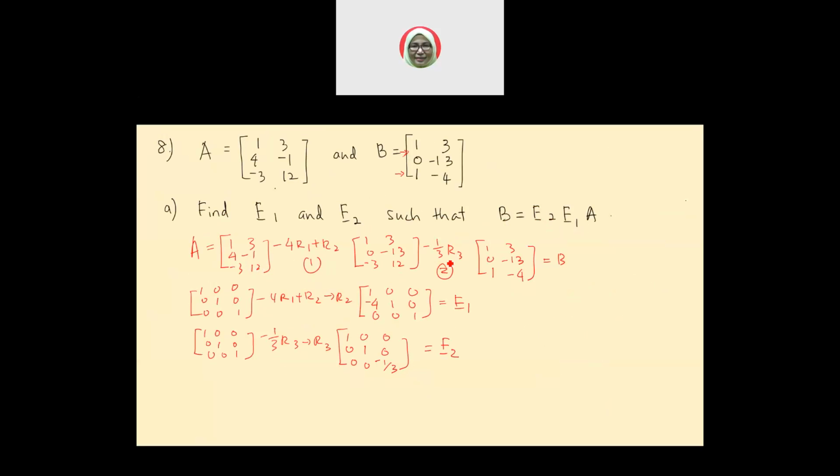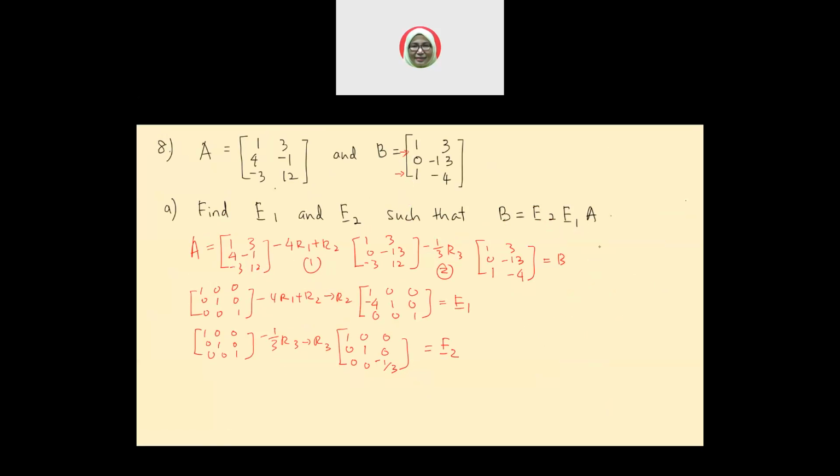Then apply the second arrow, negative 1 over 3 R3. See that in the third row of matrix B, the leading first non-zero entry is 1. So to get that 1, you multiply negative 1 over 3 to row 3. Done, we have B. We reduced A to B.